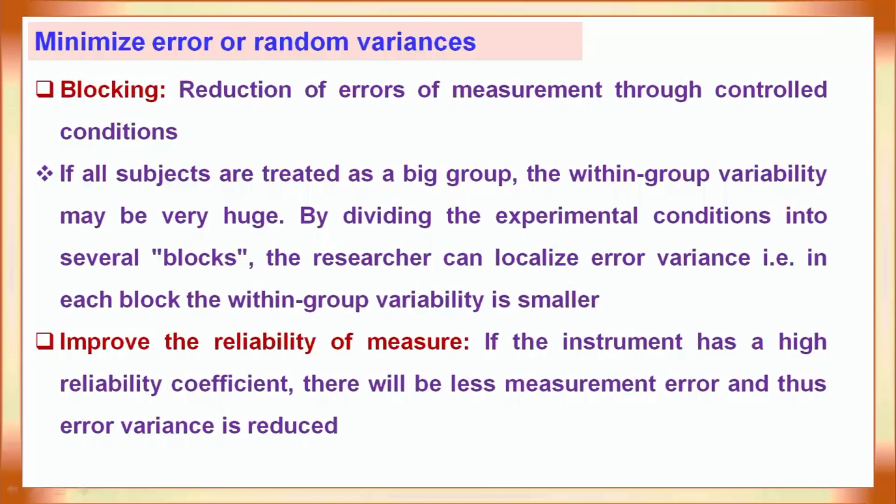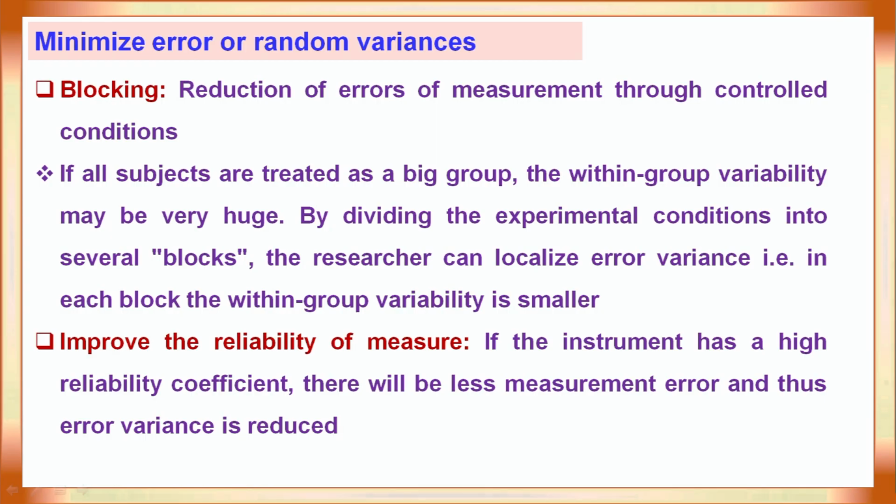Now, if all the selected subjects are treated as one big group, within-group variability may be huge. So what you can do is divide the experimental group into certain blocks. Blocks are much more homogeneous, so you can reduce this error or random variance. And the second one, for measurement error, is that you improve the reliability of the measure.